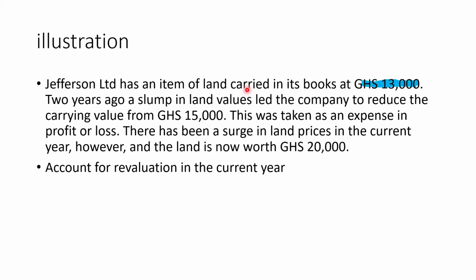Is the explanation okay for you, friends? So 5,000 will go to other comprehensive income. 2,000 will go to the income statement, to cancel off the previous 2,000. And then that 5,000 will go to the revaluation reserve in the balance sheet. Is it clear, friends? Let me know if you understand it.